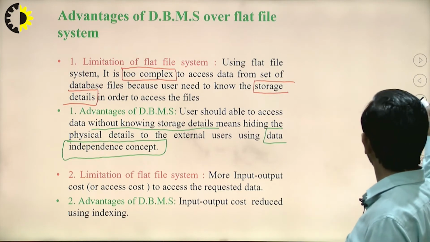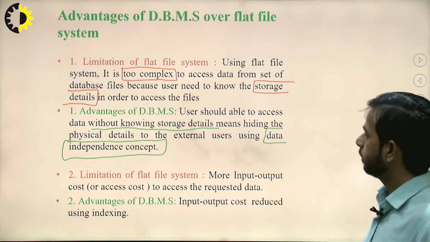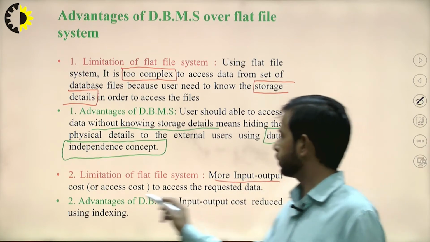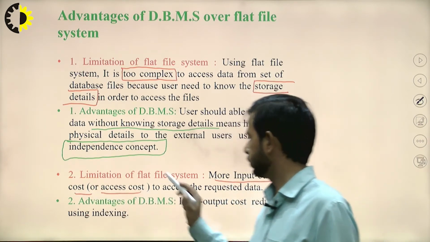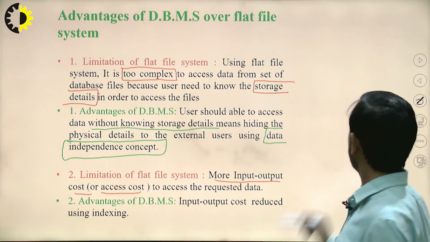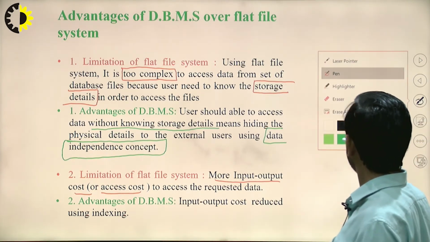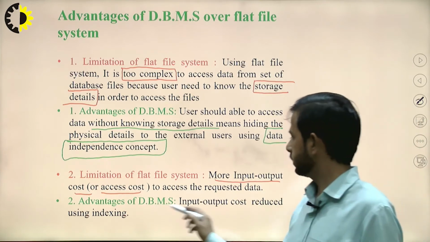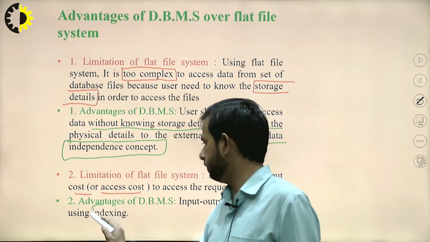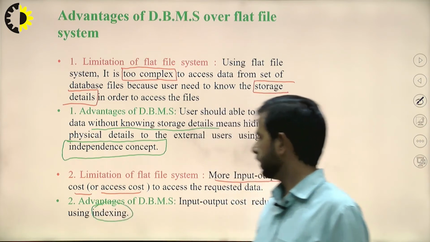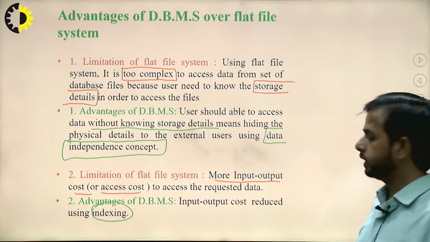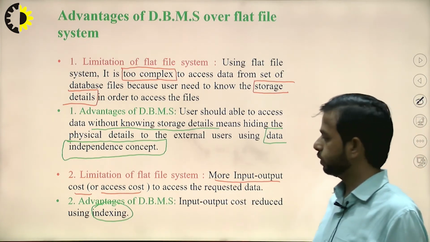Next limitation of flat file system is more input output cost, or access cost, to access the requested data. And what is the advantage of DBMS? The input output cost is reduced using indexing.